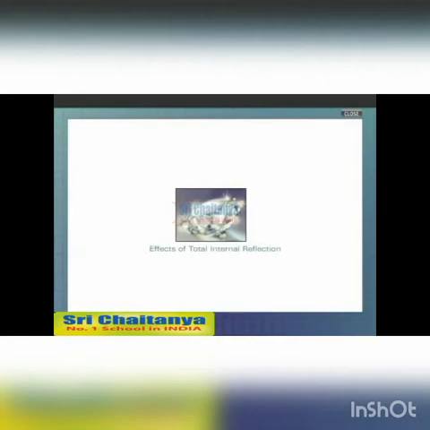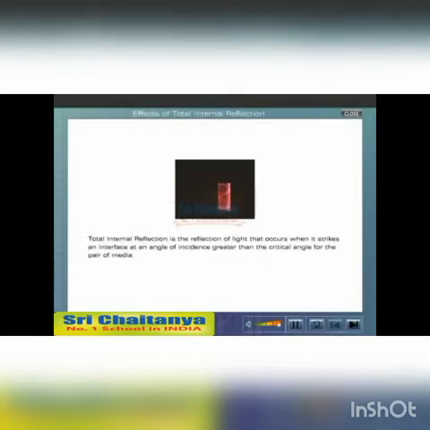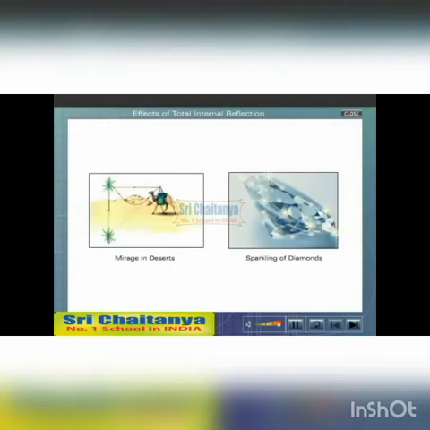Effects of total internal reflection. Total internal reflection is the reflection of light that occurs when it strikes an interface at an angle of incidence greater than the critical angle for the pair of media. Let us now discuss some of the effects of total internal reflection. Mirage in deserts and sparkling of diamonds are some of the effects of total internal reflection.